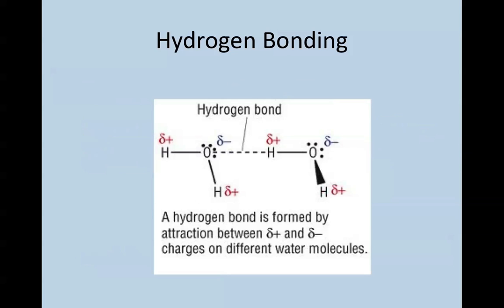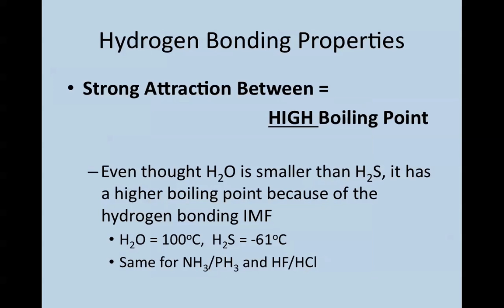So a hydrogen bond, just like our other IMFs, occurs between two separate molecules. So in this case we have water, H2O. The partial negative charge on oxygen is going to attract the partial positive on the accompanying hydrogen of a separate molecule. So a strong attractive force between molecules means you have a very high boiling point.